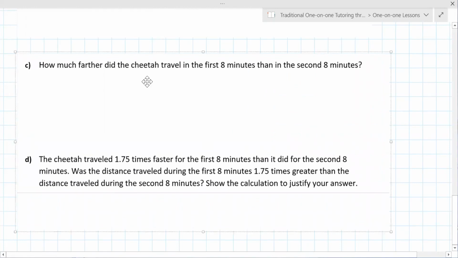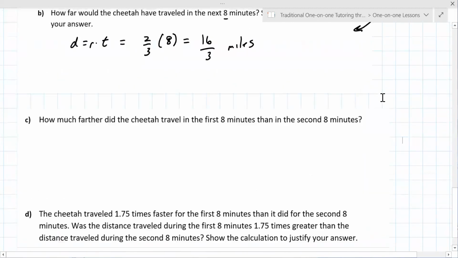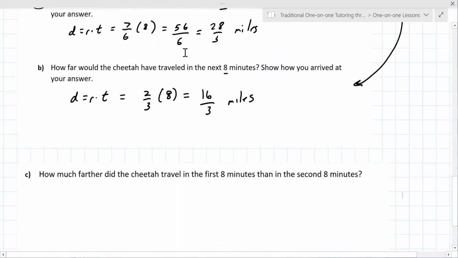Okay, it says how much further did the cheetah travel in the first 8 minutes than in the second 8 minutes? To answer that question, we take our results from the first two: 28/3 subtract 16/3, which equals 12/3, which equals 4 miles.